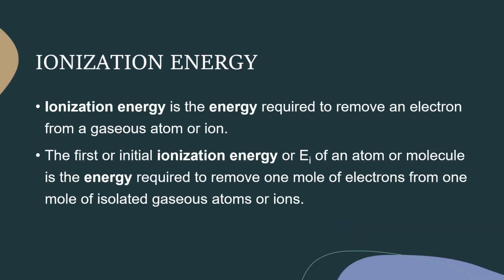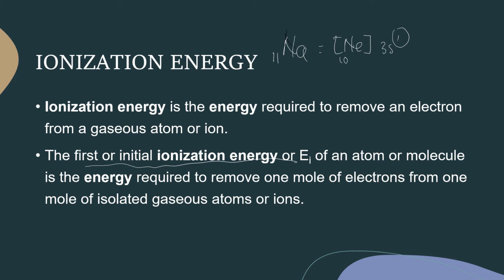What is ionization energy? Ionization energy is the energy required or needed to remove an electron from a gaseous atom or ion. For example, we have sodium with proton number 11. The configuration is neon, that's number 10, and then continue with 3s1. So for sodium to release the valence electron, we'll need first ionization energy.